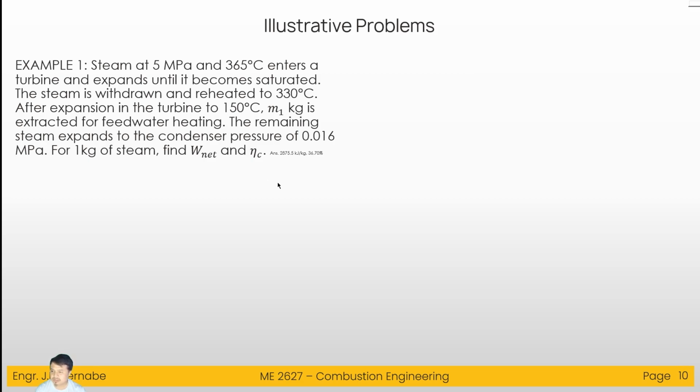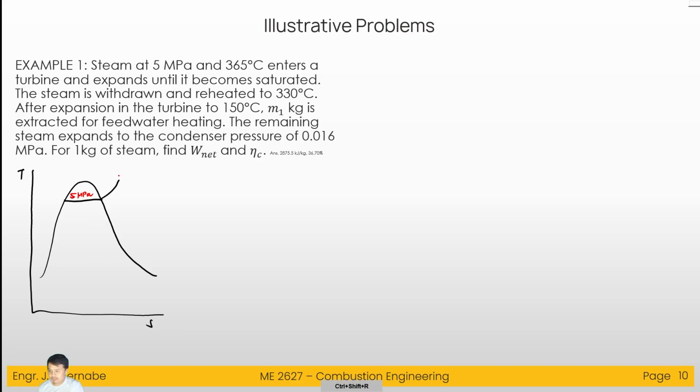Okay, so how do we do this? Let's draw this first. It's actually quite challenging to understand, but let's discuss this one by one. So you have your saturation curve, and we have the steam entering at 5 MPa into the turbine, and then 365 degrees. So this point here is 365 degrees and 5 megapascals.